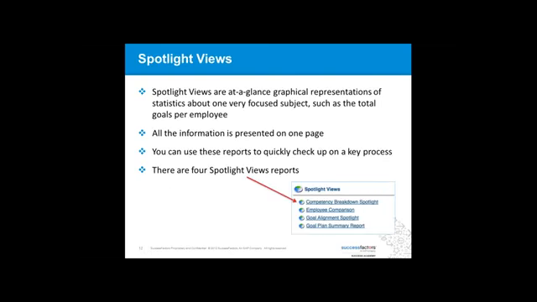Coming to Spotlight view reports, the data is presented on one page, and you can use this report to quickly check on key processes. There are 4 types of Spotlight view reports: the competency breakdown Spotlight report, employee comparison report, goal alignment Spotlight report, and goal plan summary report.